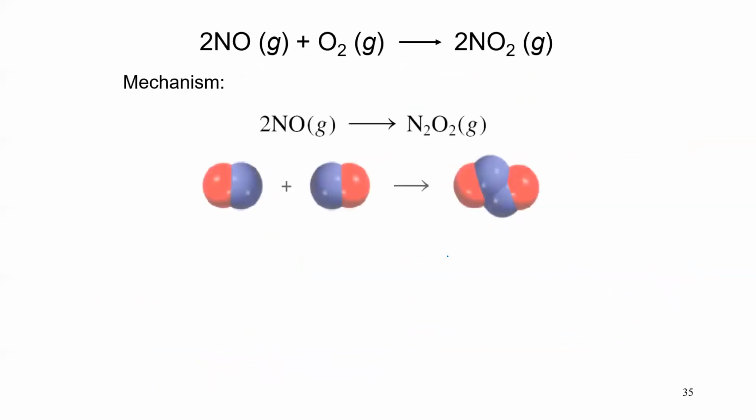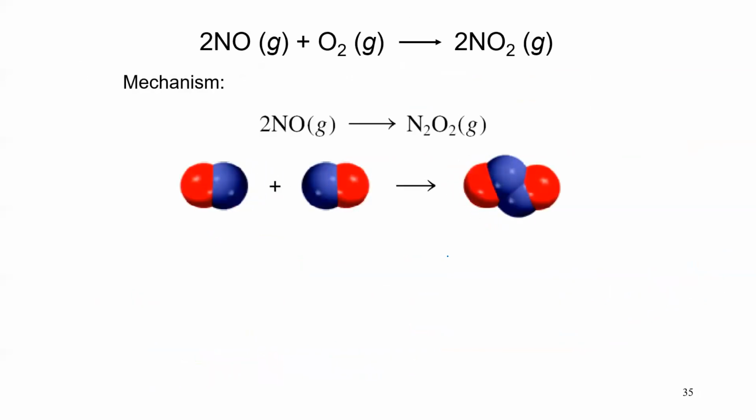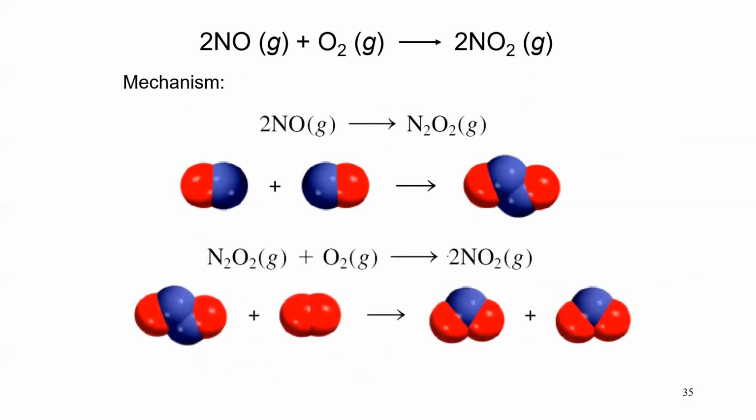And so that overall reaction must look something like this, where those two NOs have to combine. Again, their orientation matters because they must combine nitrogen to nitrogen to form N2O2. And then that N2O2 reacts with an oxygen molecule to form 2 molecules of NO2. Now, it could be that that last one actually is 2 more steps. You end up with NO2 plus an O floating around. I don't really know. This is what they have told us.